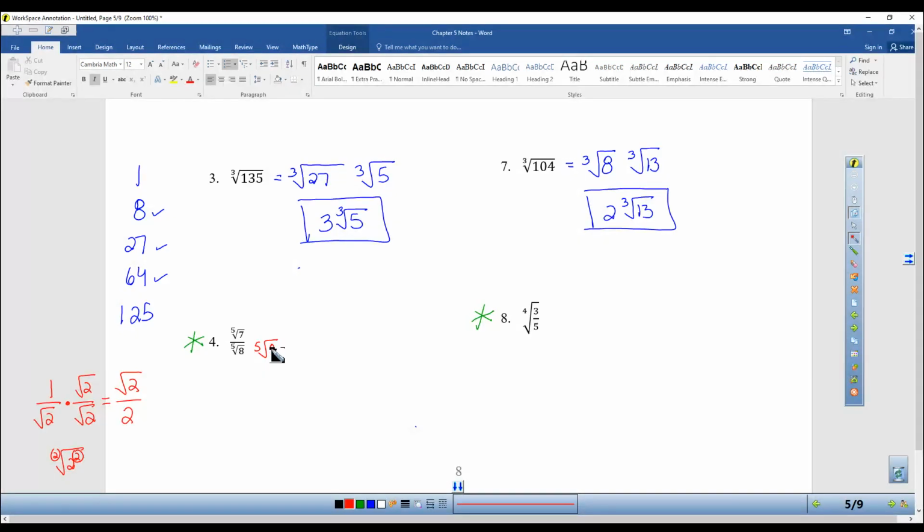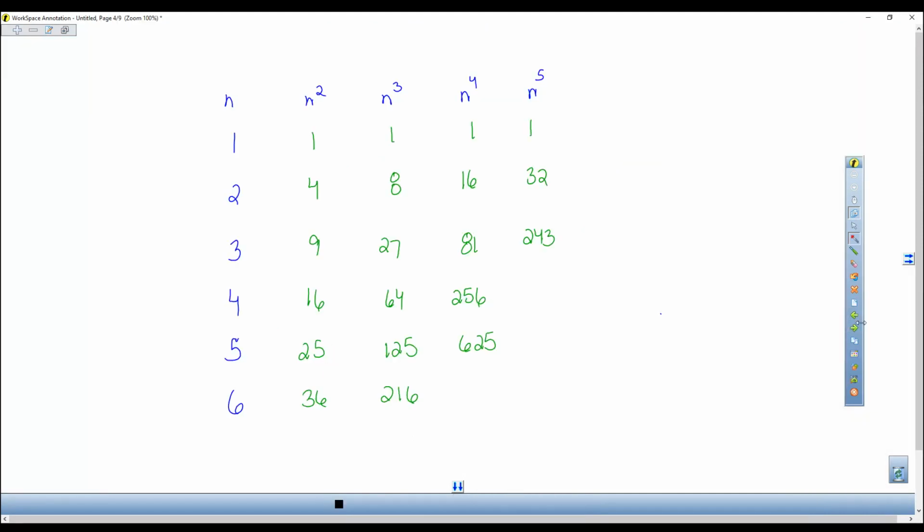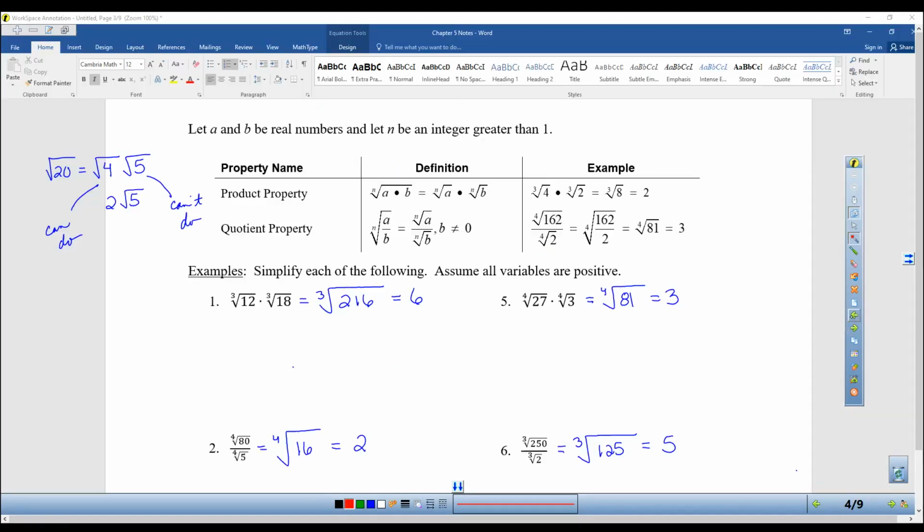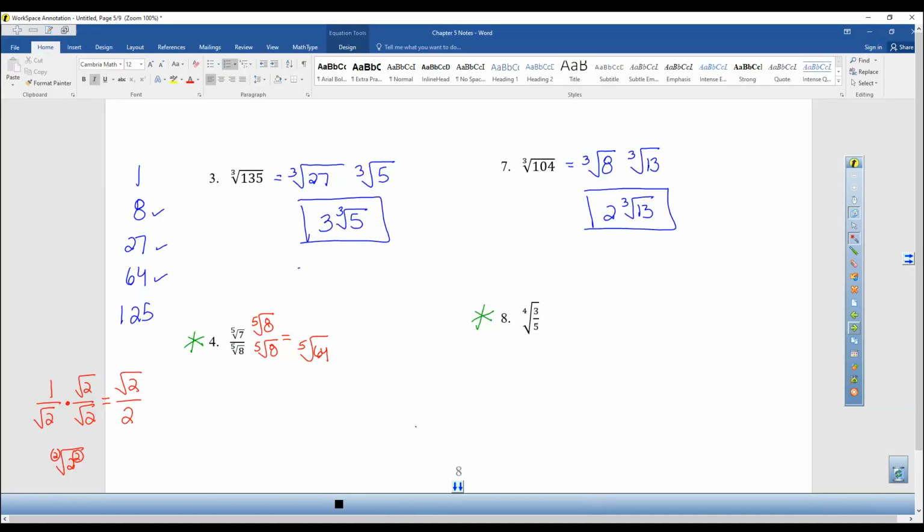If I multiply the top and the bottom by the fifth root of 8, then I will have the fifth root of 64. But that is not on my list. Fifth power, it goes from 32 to 243. So it's not there. So what I want to do instead is look at my list of fifth powers, 1 to the 5th, 2 to the 5th, 3 to the 5th, 243, and think, can I make 8 into any of these numbers? Well, I can. I can make 8 into 32 by multiplying by a 4.